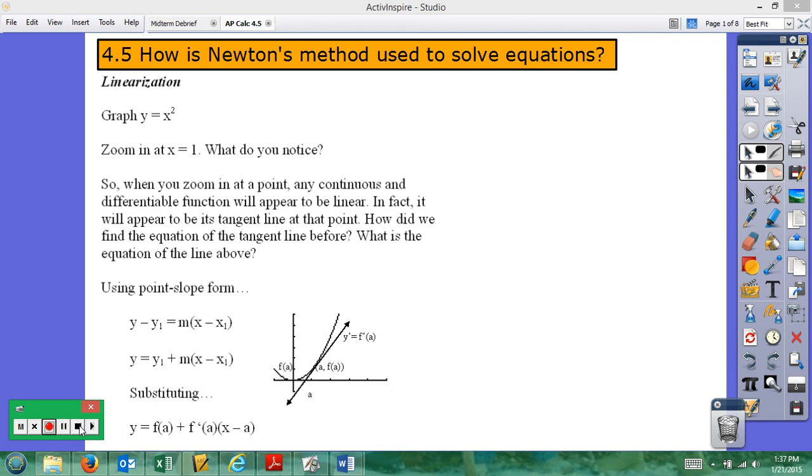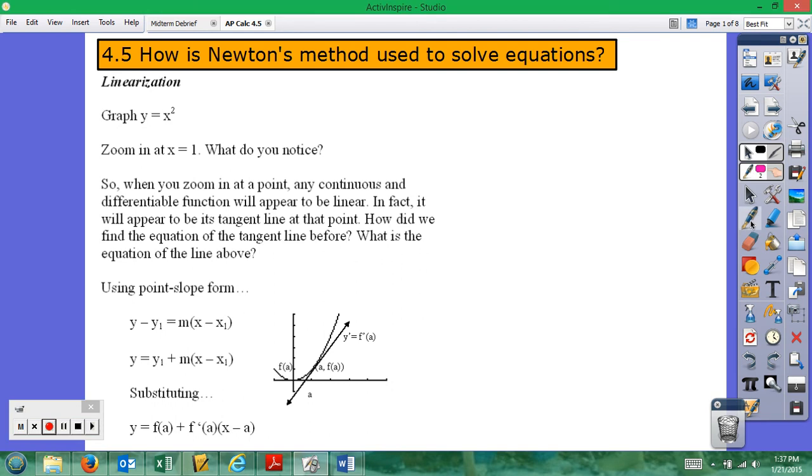So if you look at the bottom here, it talks about using point-slope form of an equation. So y minus y1 equals m times x minus x1, solve for y, and that's the format that I have been using a lot to write tangent lines. Slope times x minus the x value plus the y value, but notice they have the y value first here.